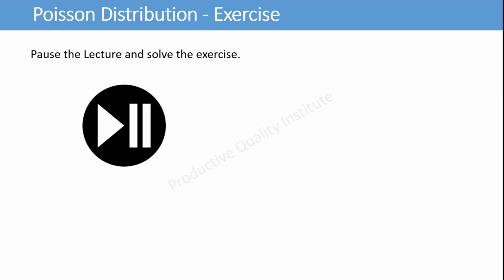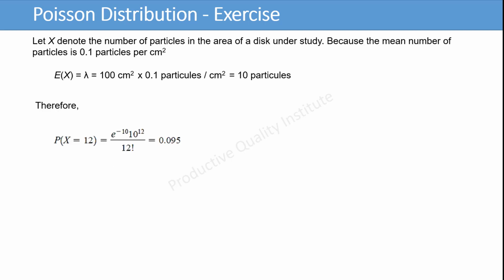Please pause the lecture and perform the exercise. Let x denote the number of particles in the area of a disk under study. Because the mean number of particles is 0.1 particles per square centimeter, lambda is equal to 10 particles. Therefore, P of x equal to 12 is 0.095.